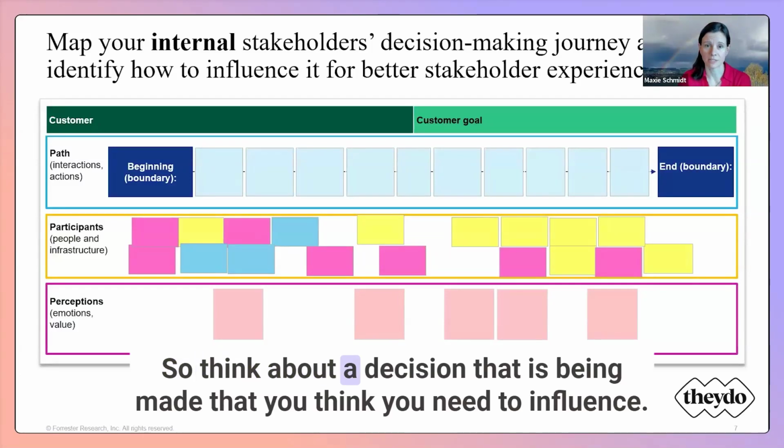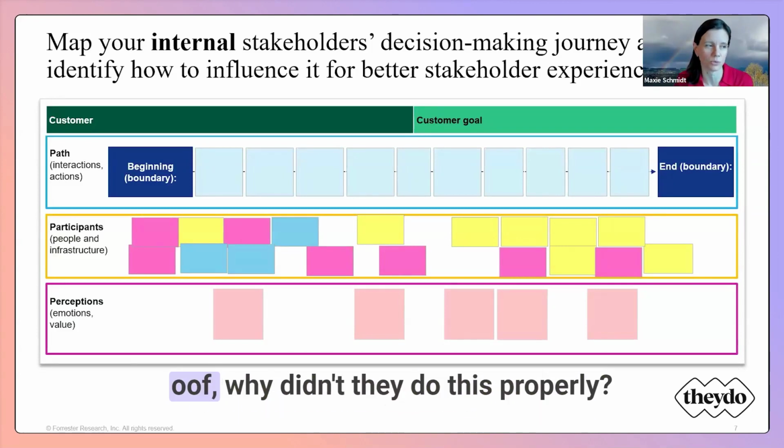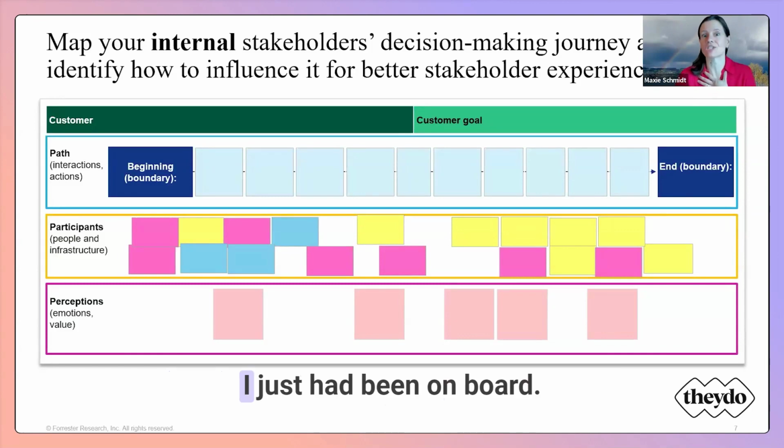So think about a decision that is being made that you think you need to influence. Ideally, think about a decision that has been made where you're like, oof, why didn't they do this properly? Like if I just had been on board.